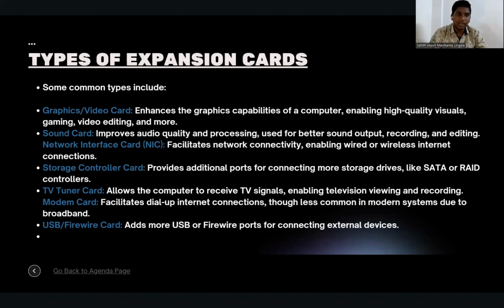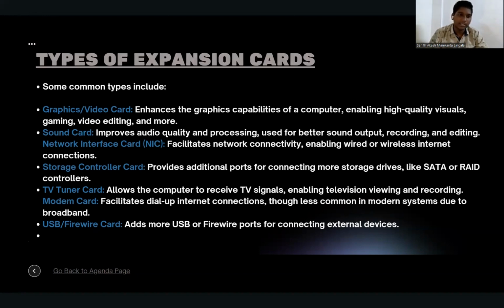Types of expansion cards. As we see here, there are some common types of expansion cards. Graphics or video card: it enhances the graphics capability of a computer, enabling high quality gaming, video editing, and more. Sound card improves audio quality and processing, used for better sound output, recording, and editing. Network interface card, as we discussed before, facilitates network connectivity, enabling wired or wireless internet connections. TV tuner cards allow the computer to receive TV signals, enabling television viewing and recording. USB or FireWire card adds more USB or FireWire ports for connecting external devices.